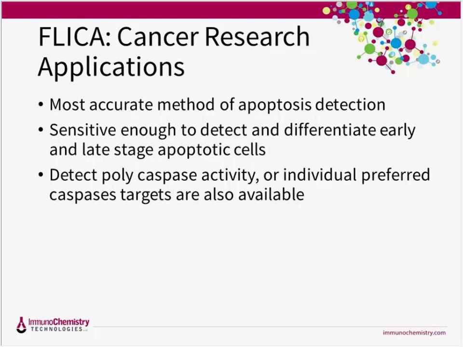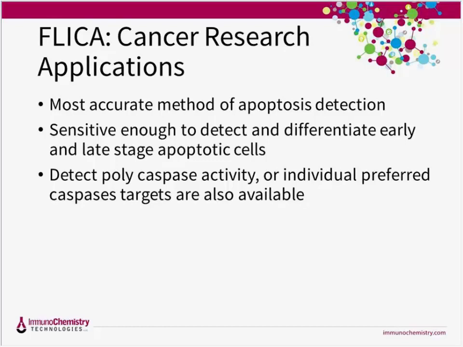So in terms of cancer research, there are several advantages of using FLICA over other methods. First, it's the most accurate method. It's measuring the actual intracellular process of apoptosis via caspase activity, instead of just a side effect, such as, for example, the translocation of phosphatidylserine. Secondly, it is the most sensitive.